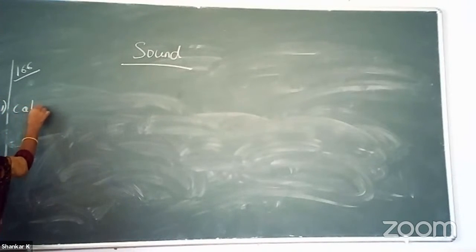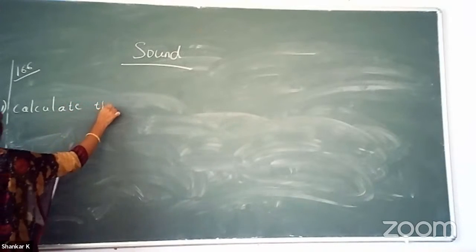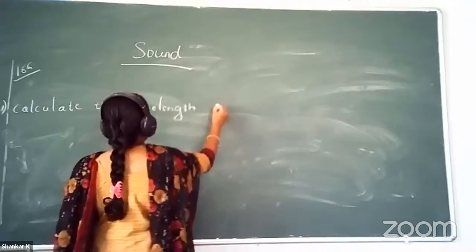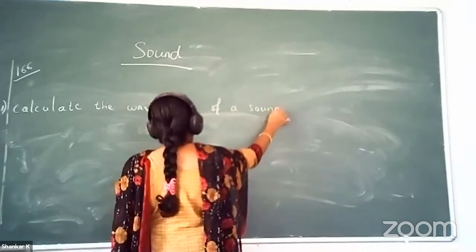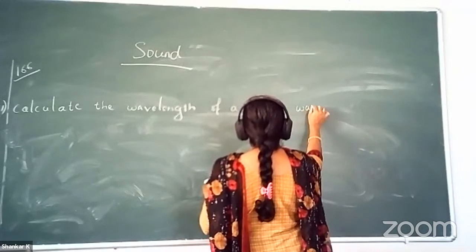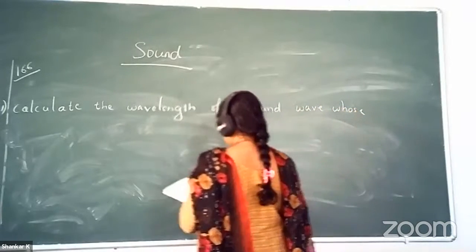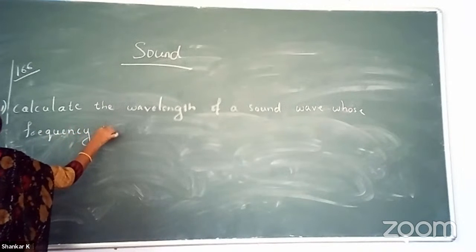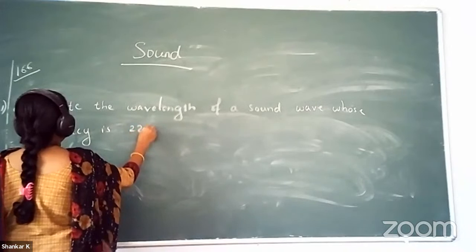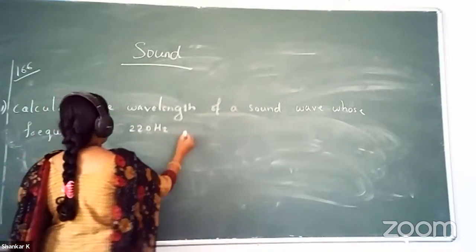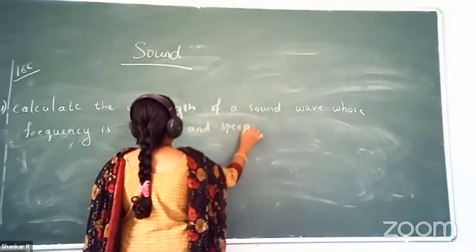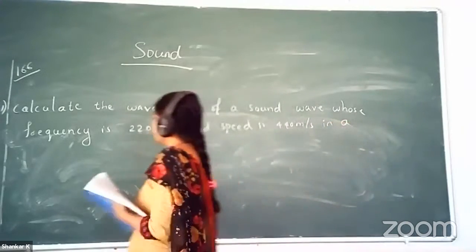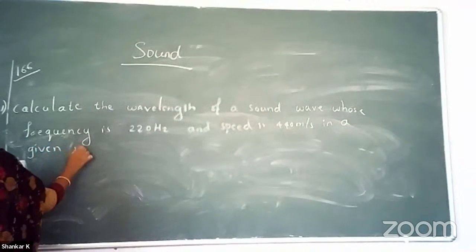Calculate the wavelength of a sound wave whose frequency is 220 hertz and speed is 440 meters per second, in a given medium.